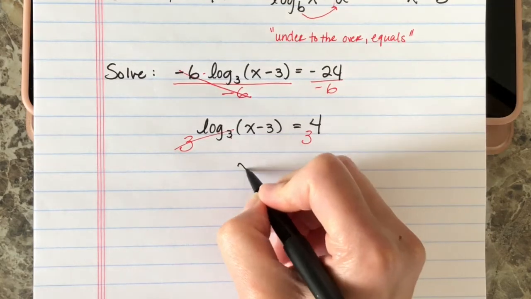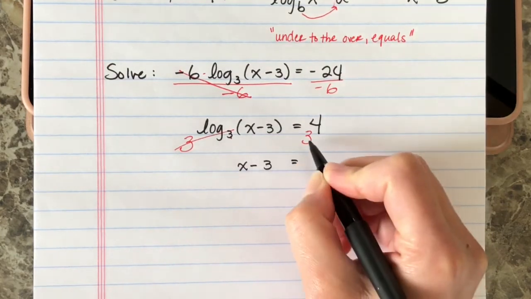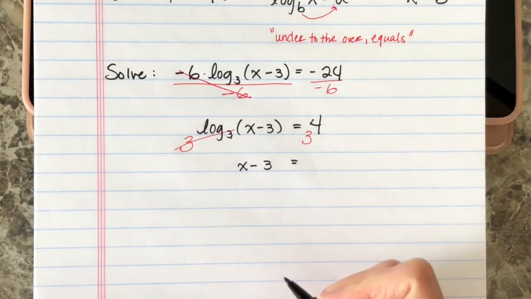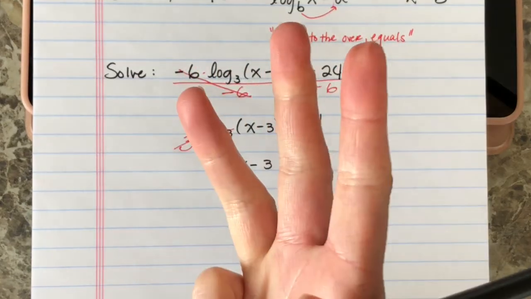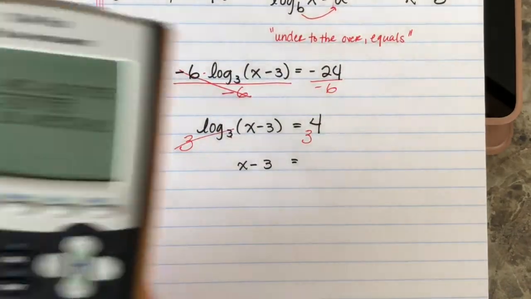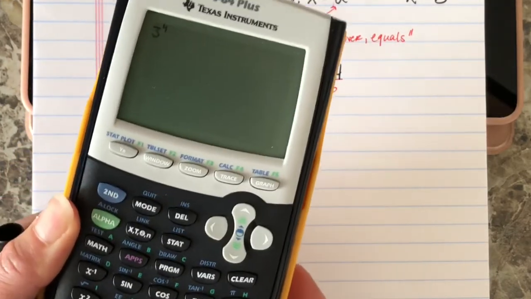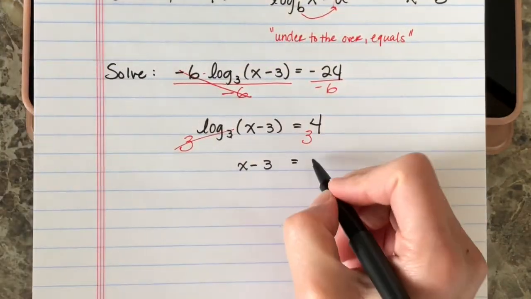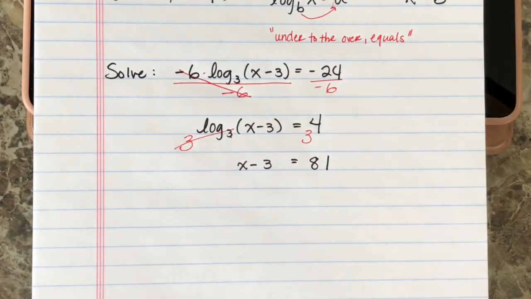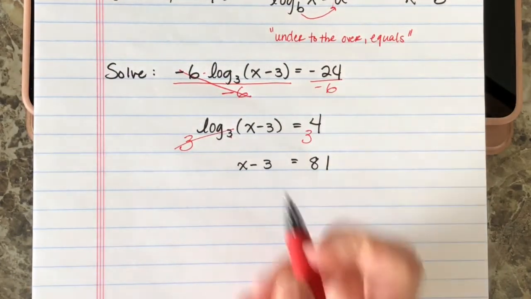So that leaves me with x minus 3 equals 3 to the 4th power. Well, isn't that just 3 times 3 times 3 times 3? Or if you don't want to worry about it, you can just do that in your calculator, 3 to the 4th power, and that gives you 81. Now it's a simple algebra problem. You guys totally got this.